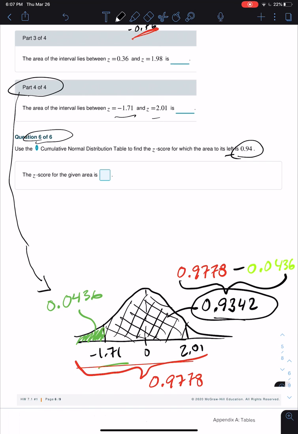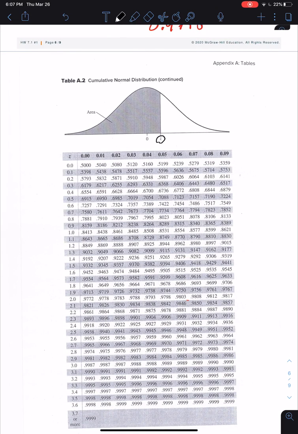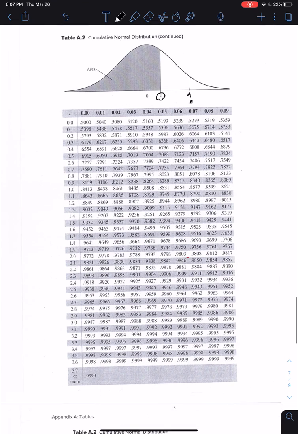Let's check that out. You can see here's my positive z, and basically I'm trying to get way out here to 94% of the data. And the question mark is what z-score goes with that. So we've got to look at the body of this chart and try to get as close to 0.94 as we can. And I see there's 0.9406 and 0.9418. So 0.9406 is the closest.